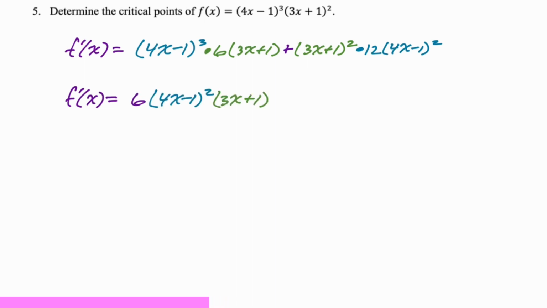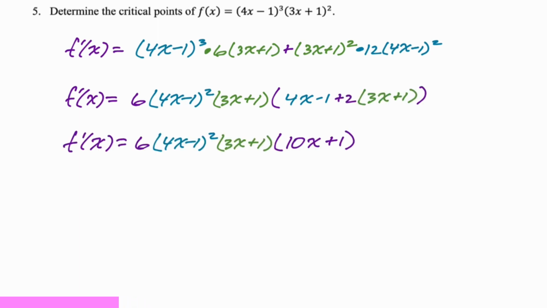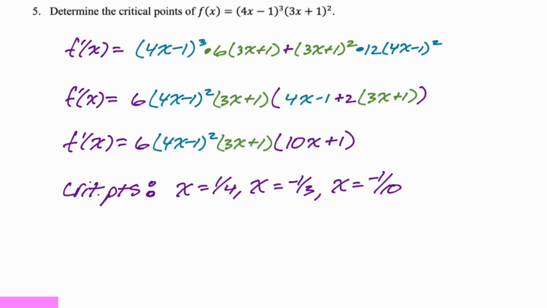And then what are we left with? Well, for the first part, we're left with a 4x minus 1. For the second part, because we only took out 6, we didn't take out 12, we still have a 2 and a 3x plus 1. Now what we do is just clean this up to get this, and then we're looking for the critical points. We don't have to classify them, thankfully, because this problem set is a little bit long. The critical points are just going to be 1/4, -1/3, and -1/10.